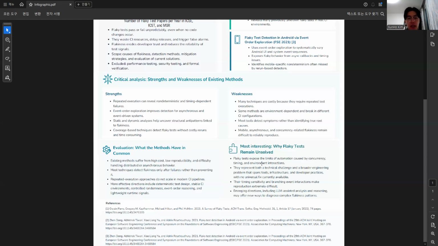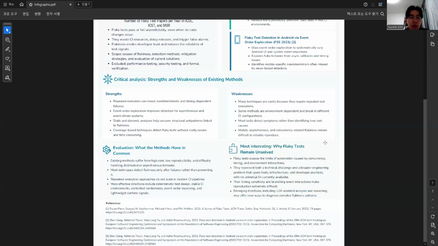The poster also highlights an emerging idea. Large language model, aka LLM, assisted analysis may eventually help reason about complex flakiness patterns that traditional tools miss. While this is still early, it represents an exciting direction for future research.